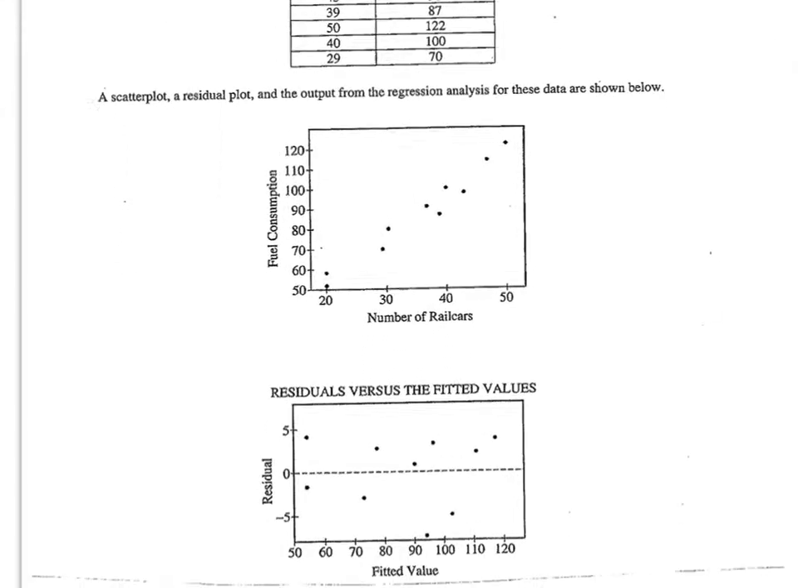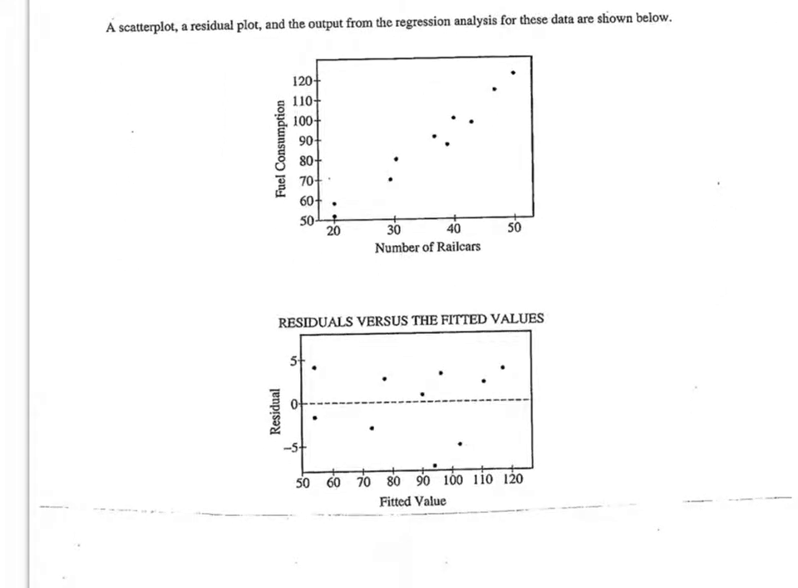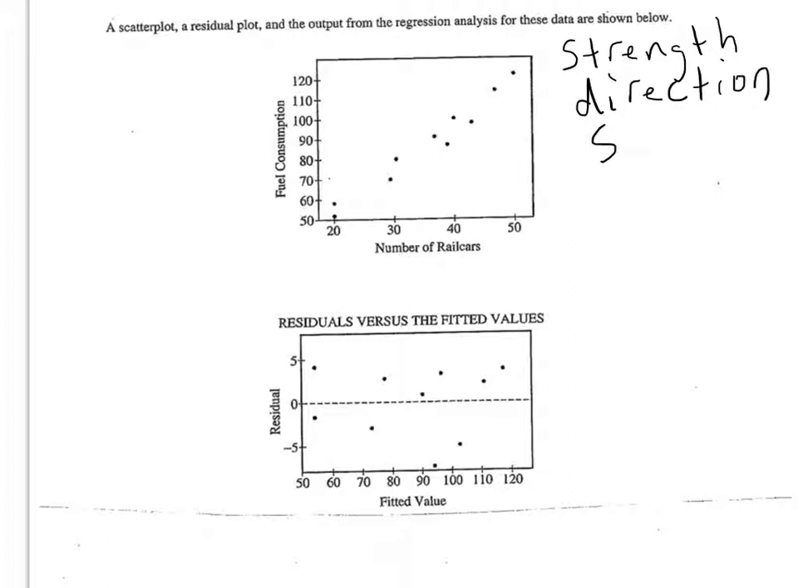And then they've gone ahead and already made the scatter plot where we've got the explanatory variable being the number of rail cars, the response variable being the fuel consumption in units per mile. Just by looking at the scatter plot, I'm thinking about key ideas that the question is probably going to address. The three key features when I'm looking at a scatter plot are strength, direction, and shape. And I want to describe all of those things in the context of the problem.